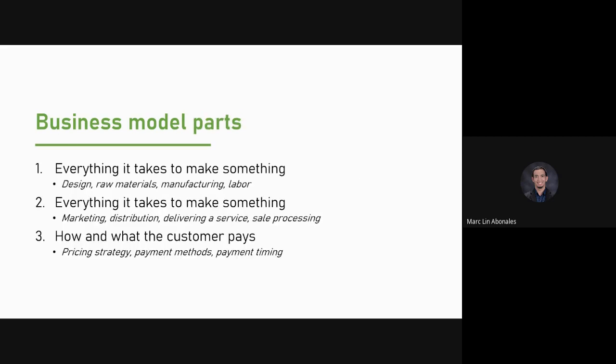So, speaking of business model, it actually has three parts. The first one is everything it takes to make something. So this focuses on the design, raw materials, manufacturing, labor, and so on. The second is everything it takes to sell something. It focuses on marketing, distribution, delivering a service, and processing the sale. And the third one is how and what the customer pays. So it focuses on pricing strategy, payment methods, payment timing, and so on.